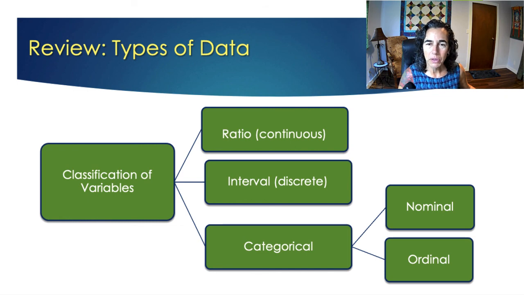Classification of variables. We have ratio, which is continuous, and interval, which is discrete. We went over those terms before. And then we have categorical, right? There are two forms: nominal, or naming, and ordinal, or ordering, putting things in a particular order, but we cannot guarantee that the intervals between the categories are equal. Remember that? Ring a bell? Okay.